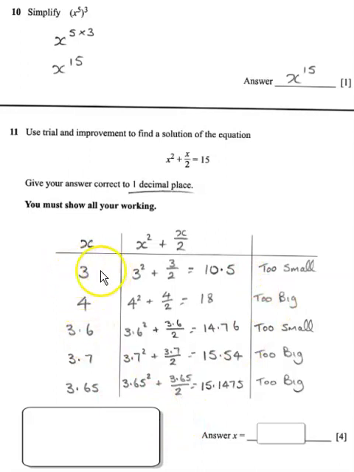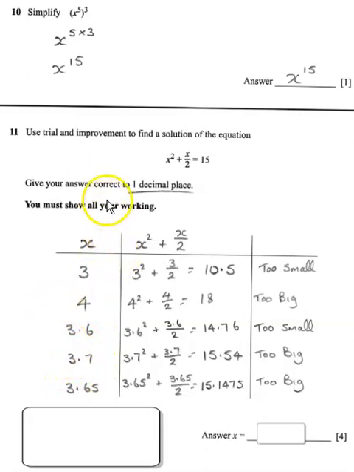So we know that this one's too small and this one's too big, so it's somewhere in between. So we start with 3.6. I've taken 3.6 squared plus 3.6 divided by 2, and it's 14.76. Compare it with the 15, it is too small. 3.7 is the same, just do exactly the same as we've done before, and we should get 15.54, which is too big. So 3.6 is too small, 3.7 is too big.